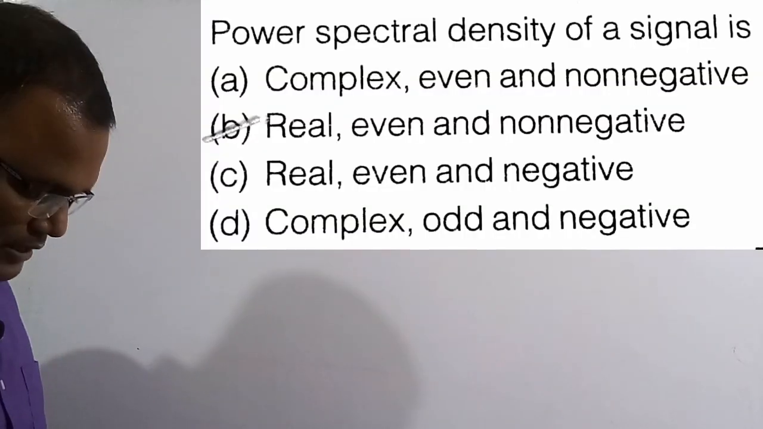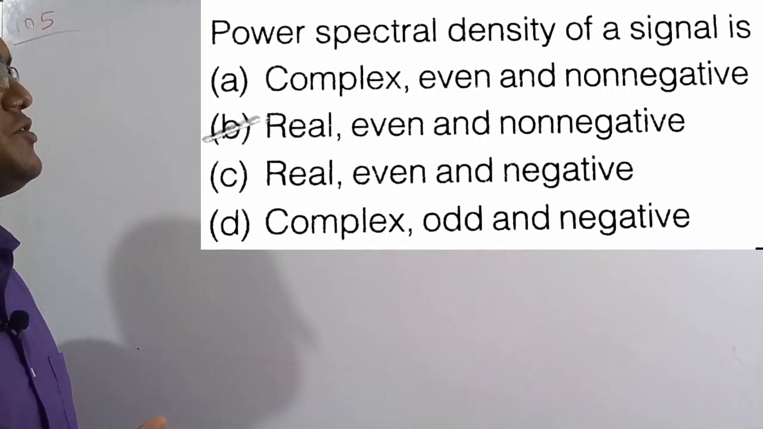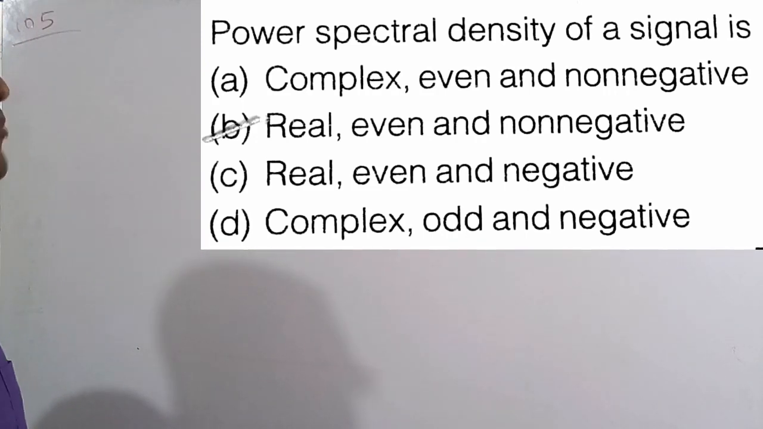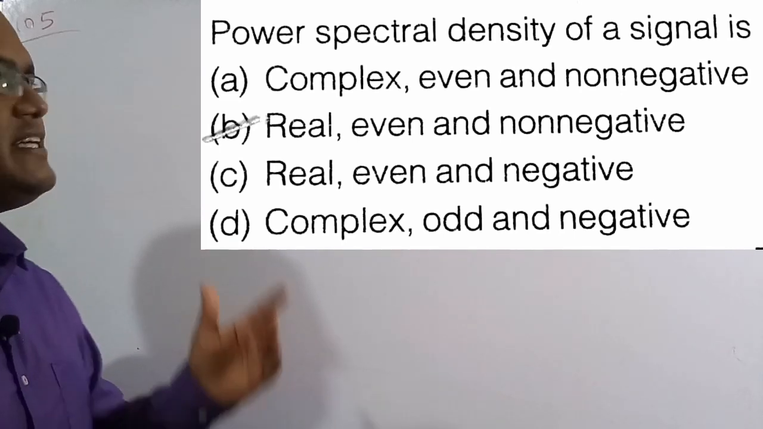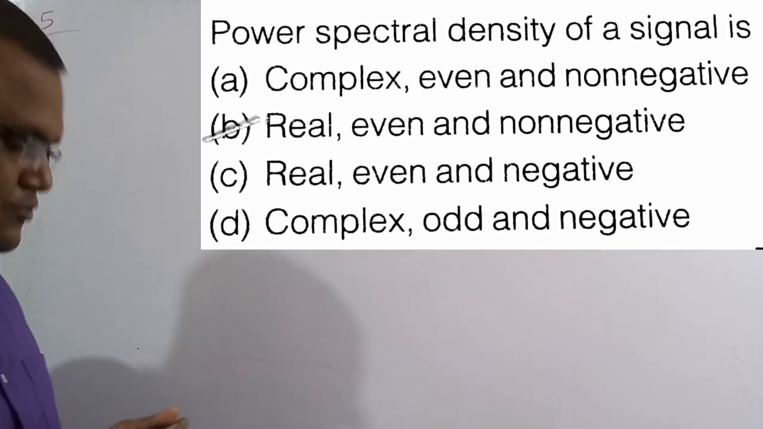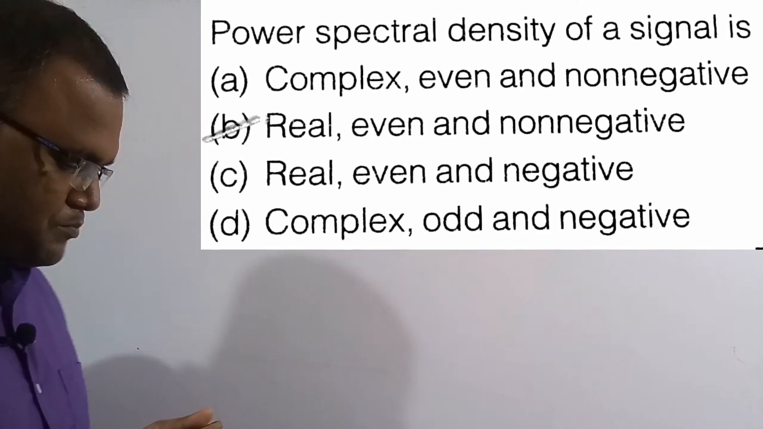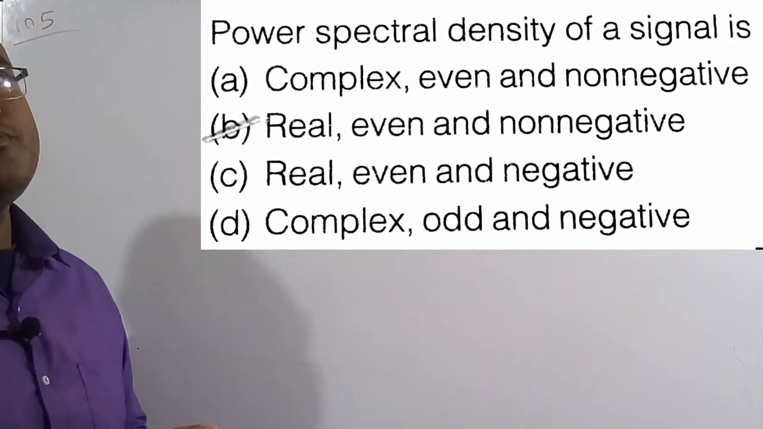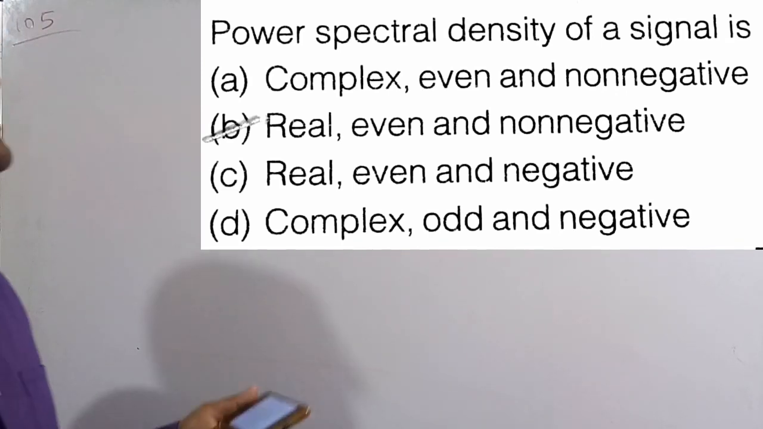See the question here. The power spectral density of a signal is... So we have to know what the power spectral density of any signal is, whether it is positive or negative, whether it is real or complex, or whether it is odd or even in nature. So out of the four options, option B: the power spectral density of a signal is always real and even and always positive. So let's discuss why it is like this.